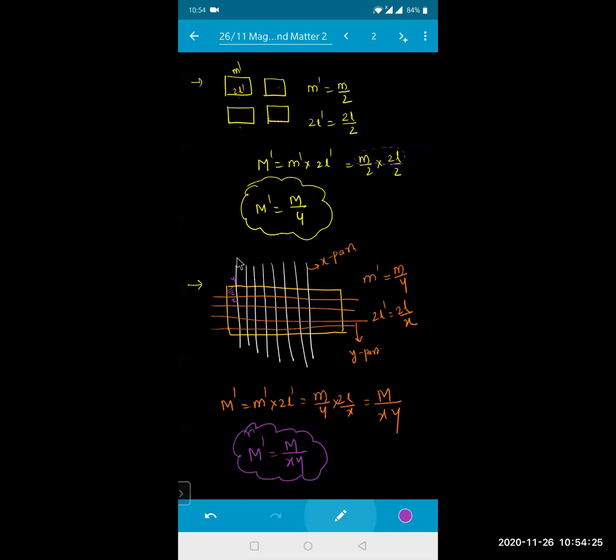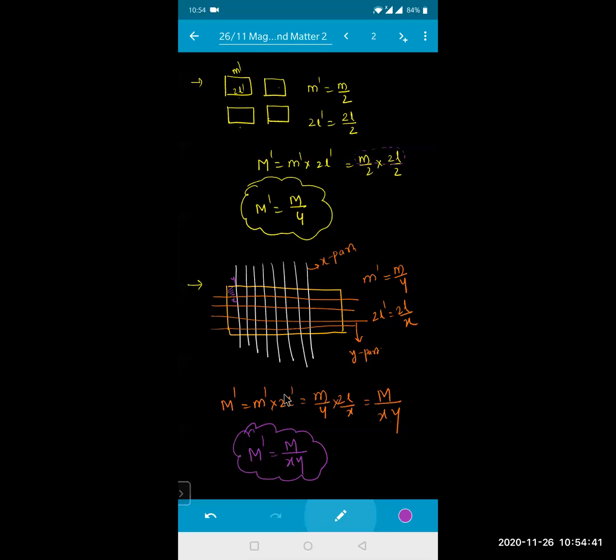Here, when I am cutting it in the vertical, there is no change in the pole strength, only length will be changing. వర్టికల్ గా కట్ చేసినప్పుడు పోల్ స్ట్రెంత్ చేంజ్ అవుతుంది, లెంత్ చేంజ్ అవ్వదు. అప్పుడు m dash is equals to m into y.